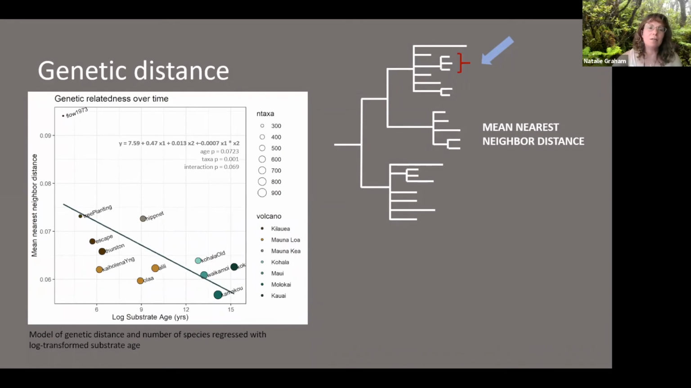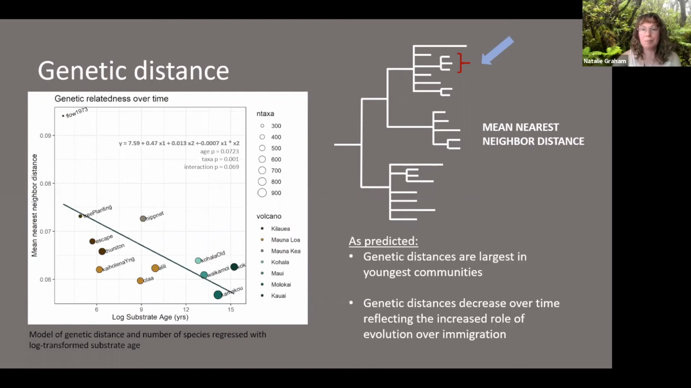So in this plot, we have, again, on the x-axis, the log substrate age, or the age of the community. And then on the y-axis, we have this measure of the mean nearest neighbor distance, or again, that distance of organisms at the tip of the tree. And so we see that in the very youngest community, they really are not closely related to one another at all. The distance between them is very high. And then as we get into the older communities on the left-hand side of the plot in turquoise, those are the older islands where there's been enough time for evolution to take place. And in that case, you're starting to see those shorter branches develop on the tree. So as predicted, genetic distances are largest in the younger communities and decrease over time.